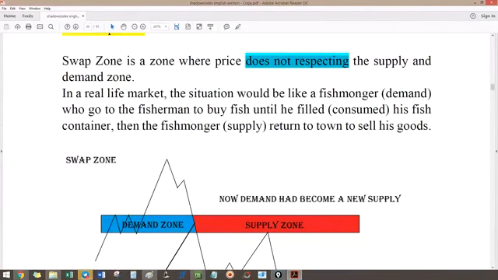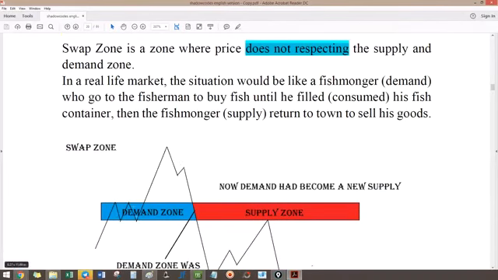Okay, so in the real life market, the situation would be like a fishmonger who goes to the fisherman to buy fish until he fills his fish container. Then the fishmonger returns to the town to sell his goods. The fishmonger is the person who sells fish, seafood. So every day he needs to fill his container, so he is demanding fish. Right now the fishmonger is a demand.